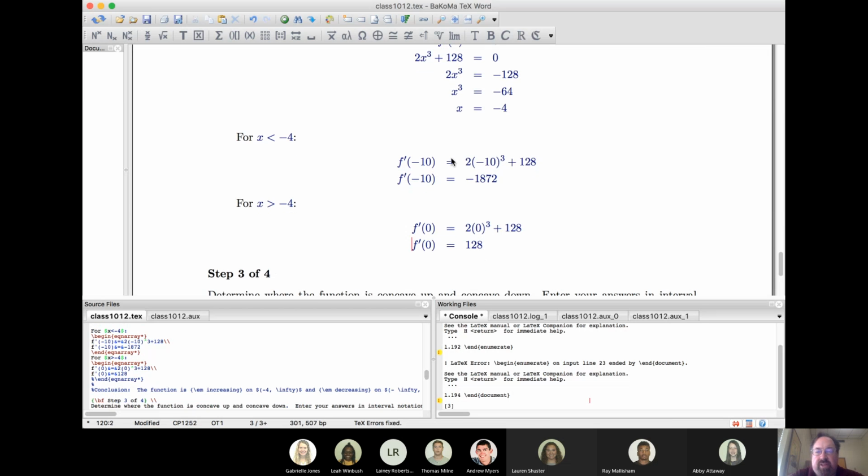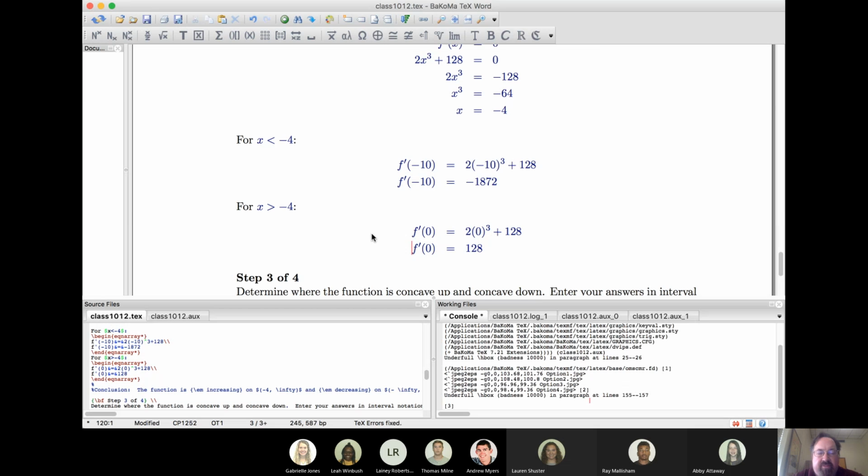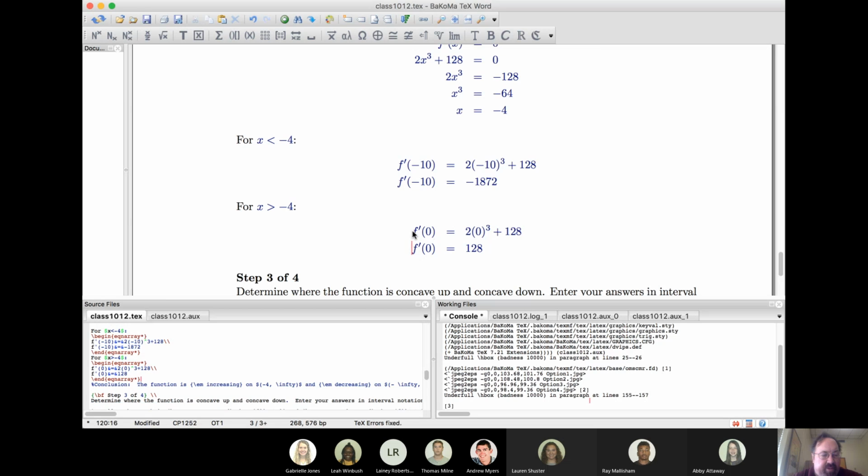Sometimes it can be convenient to pick numbers that are negatives of one another if they put you in different intervals. But here we can just go ahead and pick 0, and we get a positive value. So f is increasing to the right of minus 4. So now we can state the conclusions.